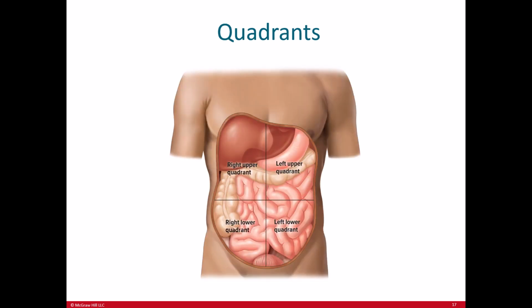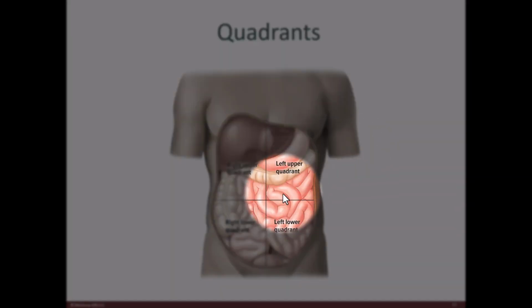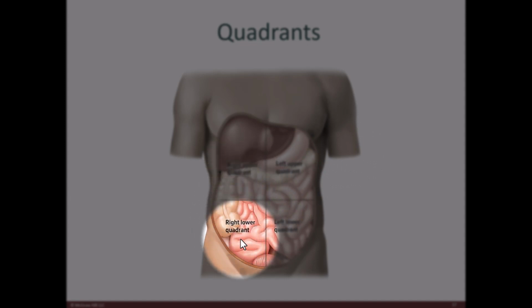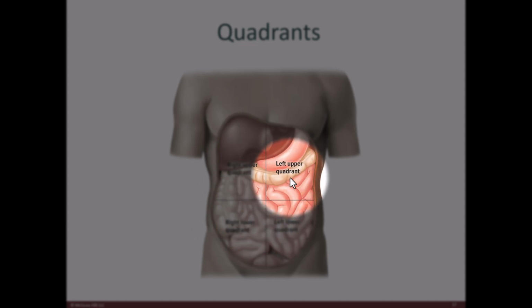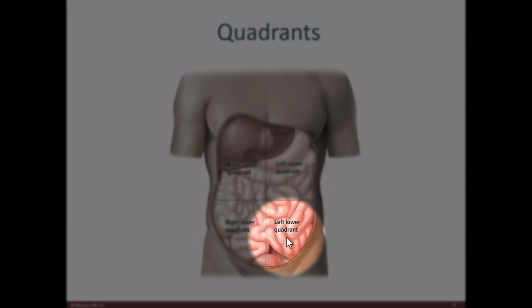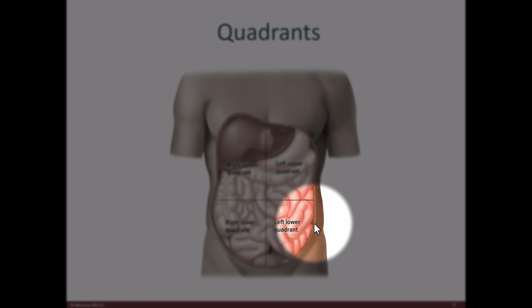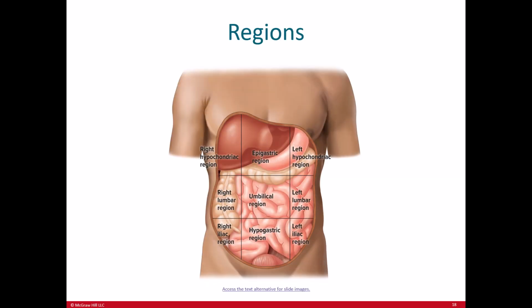Here you can see we have quadrants. Then we have the umbilical or the umbilicus, and that is the point in which everything splits. From here you can see we have a right upper quadrant, a right lower quadrant, a left upper quadrant, and a left lower quadrant. So that's how the quadrants will work. Remember, quad means 4, so we have 4 sections.